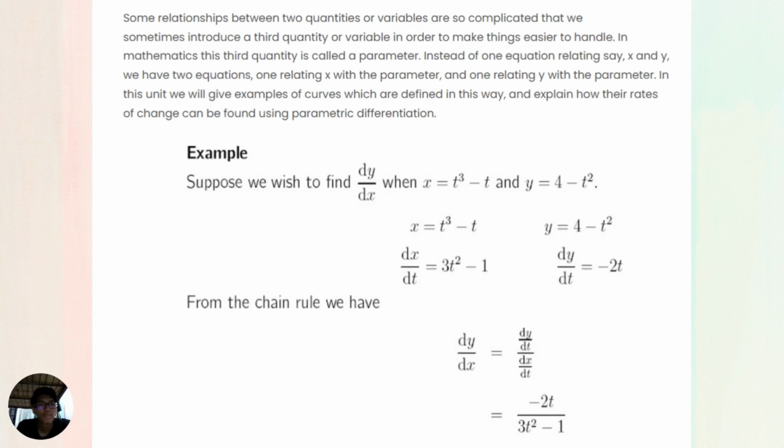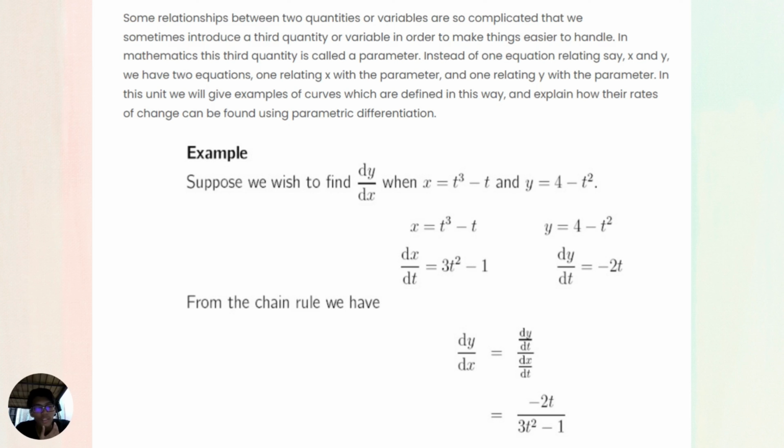Some relationships between two quantities or variables are so complicated that we sometimes introduce a third quantity or variable in order to make things easier to handle. In mathematics, this third quantity is called a parameter. Instead of one equation relating, say, x and y, we have two equations, one relating x with the parameter and one relating y with the parameter. In this unit, we will give examples of curves which are defined in this way, and explain how their rates of change can be found using parametric differentiation.